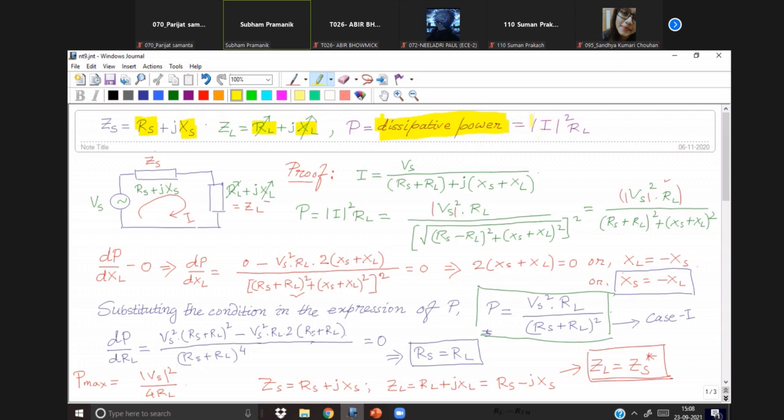So dissipative power is mod I square multiplied by RL. I also told you the reason: inductors and capacitors are energy storing elements. Inductor stores energy in the form of magnetic energy. Capacitor stores the energy in the form of electric energy. So even though they derive some energy from the source, they also give it back to the source. So there is no dissipation across them, whereas in resistors there is a dissipation of power.